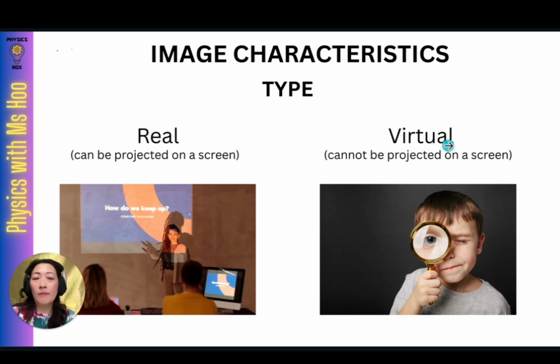A virtual image, on the other hand, cannot be projected on a screen. That means you can see the image, but somehow, try as you might, you cannot get that second copy to appear on that screen. To understand this more clearly, I'll show you on the ray diagrams in the upcoming slides. For now, let's learn about the rest of the image characteristics.